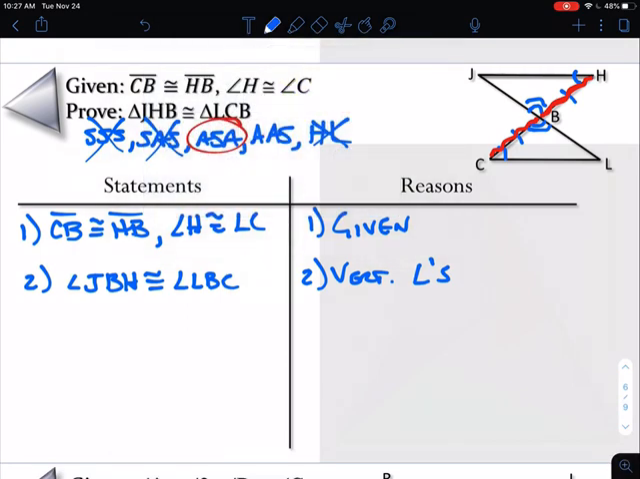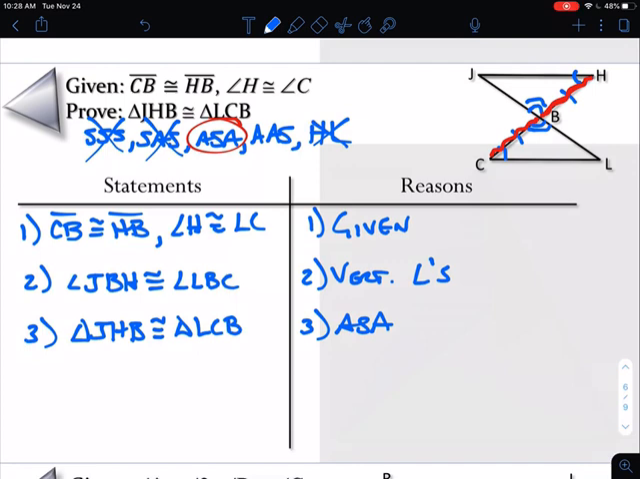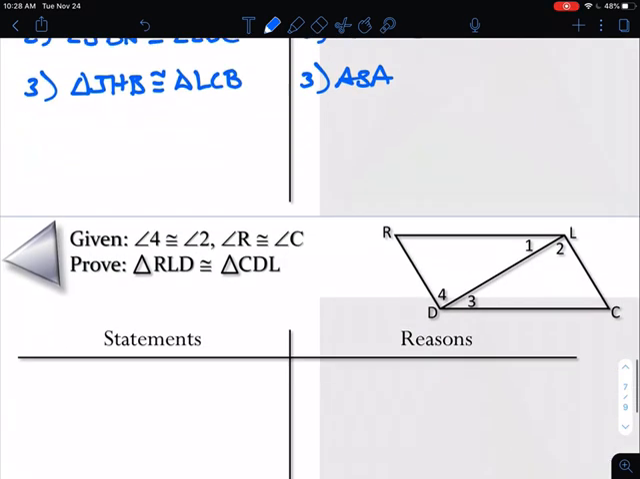So for step 3, we're going to go ahead and say that the triangles are congruent. So triangle JHB is congruent to triangle LCB, and the reason was ASA. So as soon as I have one of the shortcuts mentioned, I can go ahead and say the triangles are congruent and then simply name that shortcut.